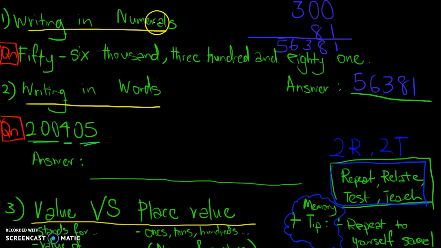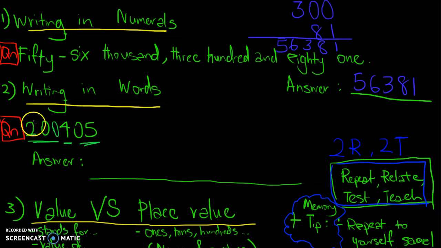In the numerals one, you can see that it's 56,000. You can see that they describe it in thousand. And here they are talking about 300, so 100 here, and 81. So this is the format, and if you're unfamiliar, you just have to practice more to get the hang of it. If you practice more, you don't even have to remember how to break it down. It will come naturally to you.